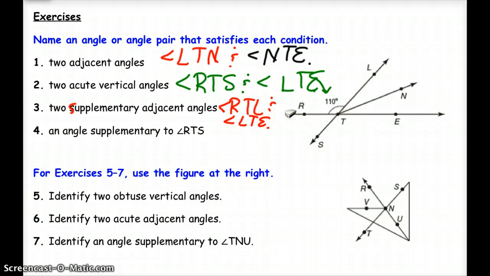Our next example says an angle supplementary to RTS. Here's RTS. You can either use the one above or the one to the right. I'm going to write angle STE.